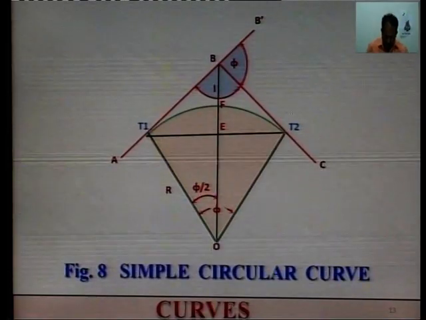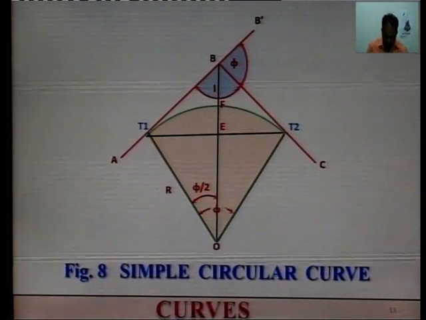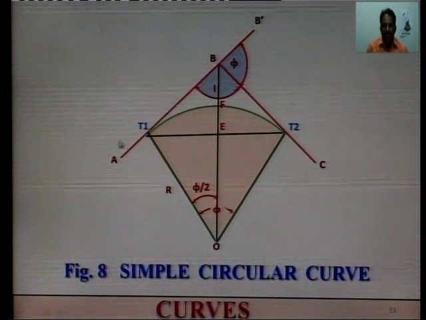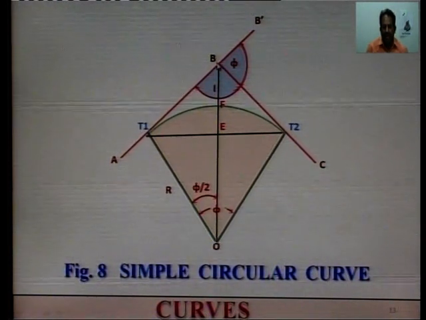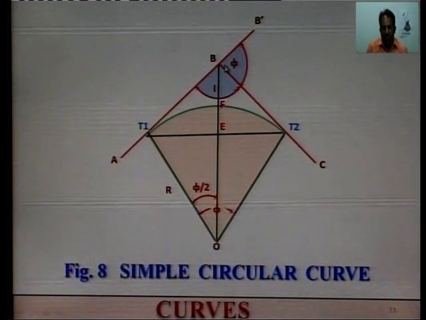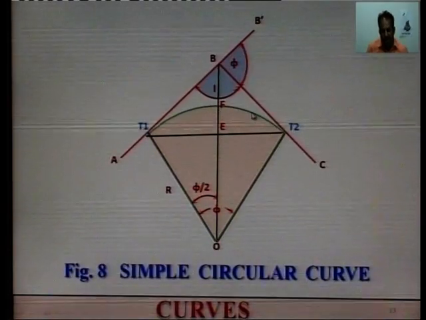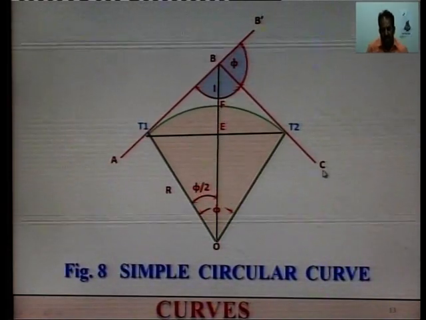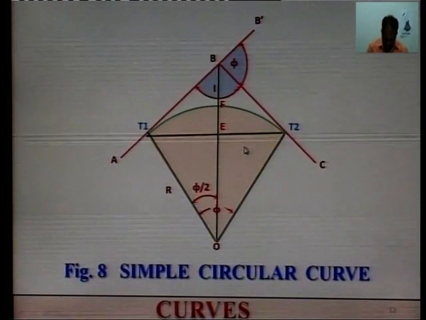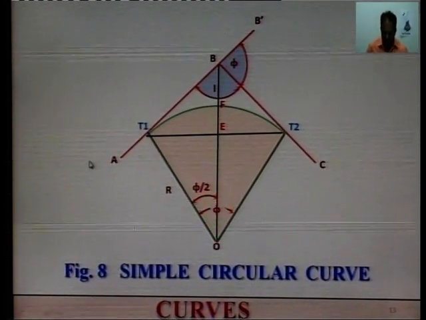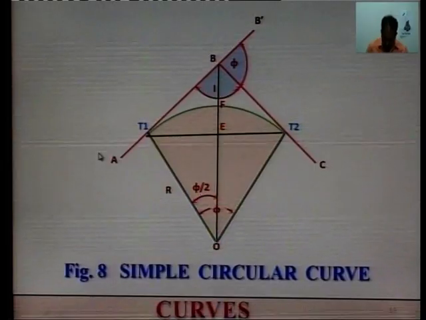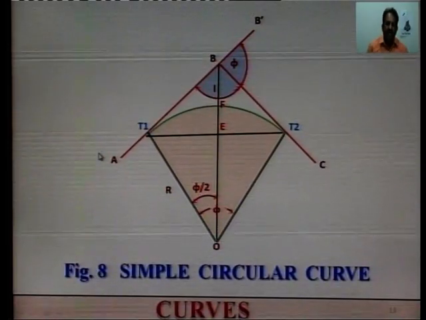When the curve deflects to the right side of the progress of the survey, that is when we are moving from A to B and the curve deflects to the right side of the path, it is called a right handed curve. When it deflects to the left, it is called a left handed curve.